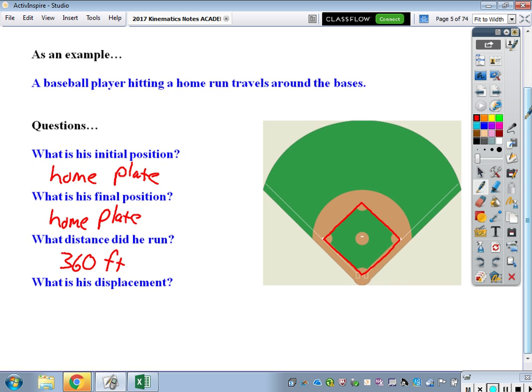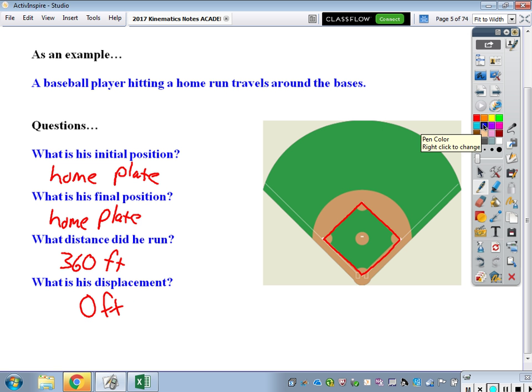But what was his displacement? It would be 0. Let's keep consistent units. 0 feet. Why is his displacement 0? Because in displacement, we only care about 2 points. Where do you start? Where do you finish? We care not about the path that you take with displacement. We care about only those 2 points.